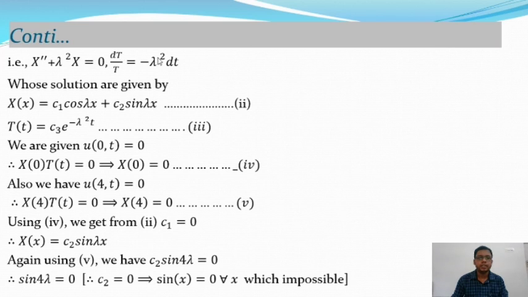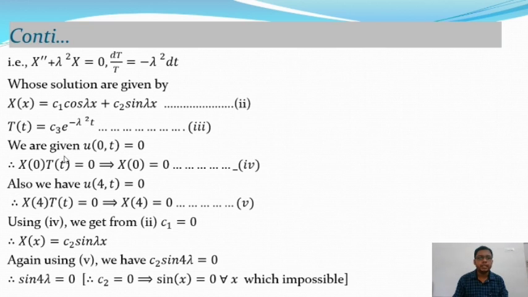So if we integrate both sides, then we get log of T is equal to minus lambda square t plus log of c3. So from this we will get T(t) is equal to c3 e to the power minus lambda square t, and we can call this equation number 3.